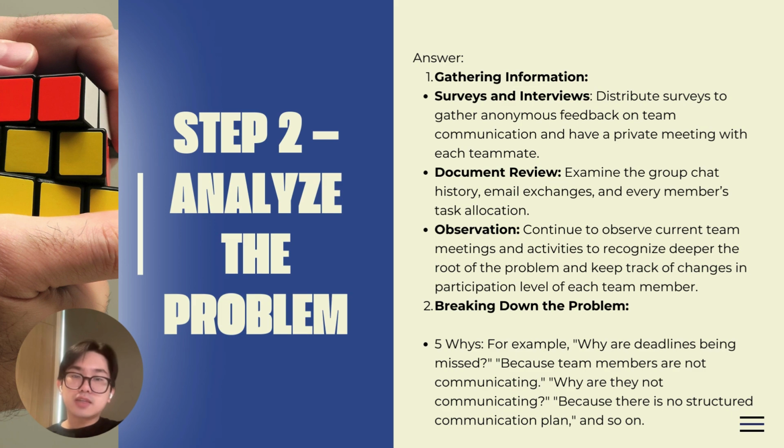So next one is using the 5 Whys technique. We will identify root causes. For example, if deadlines are missed, we will ask why repeatedly, uncovering issues like the lack of structured communication plans. This approach helps us address the core issue effectively.